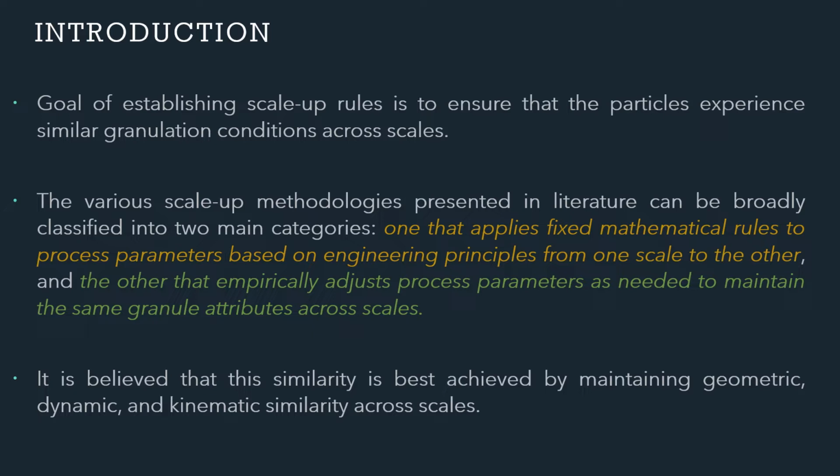In the first category, it applies mathematical rules to process parameters, based on engineering principles, from one scale to another. So based on the engineering principle, we adjust our process parameters so as to get the same granule attributes. And the second way is by which we empirically adjust process parameters as needed to maintain the same granule attributes across scales. Meaning, based on observation, you adjust your process parameters. In these two main categories, you can classify the scale-up rules.